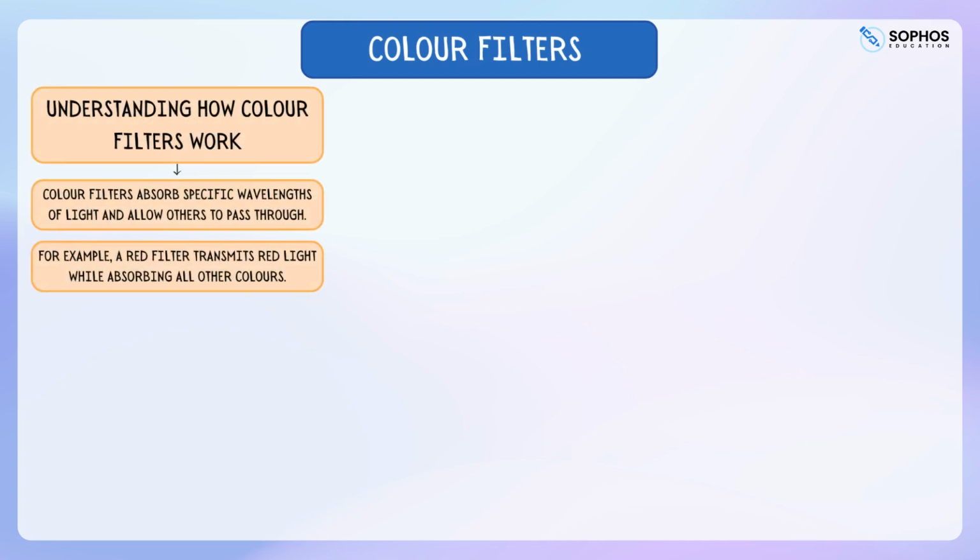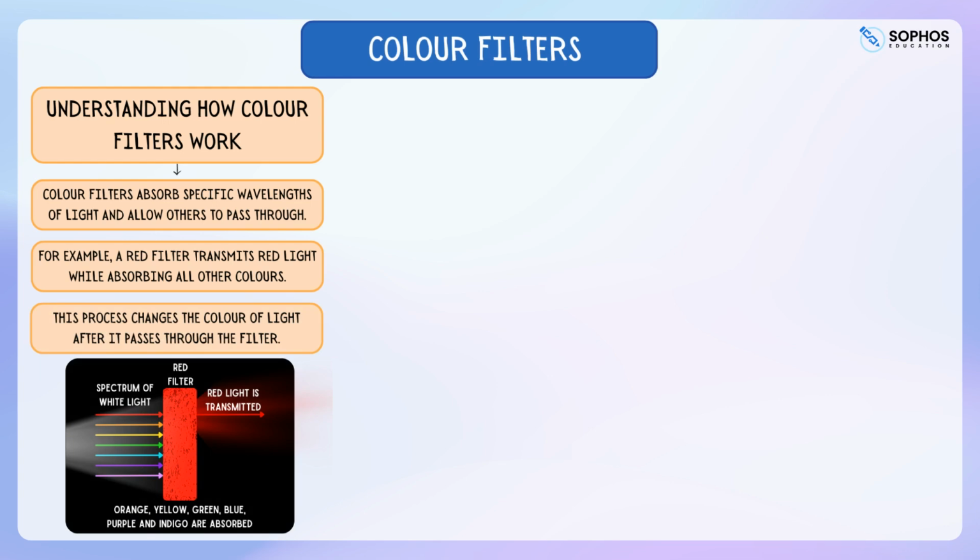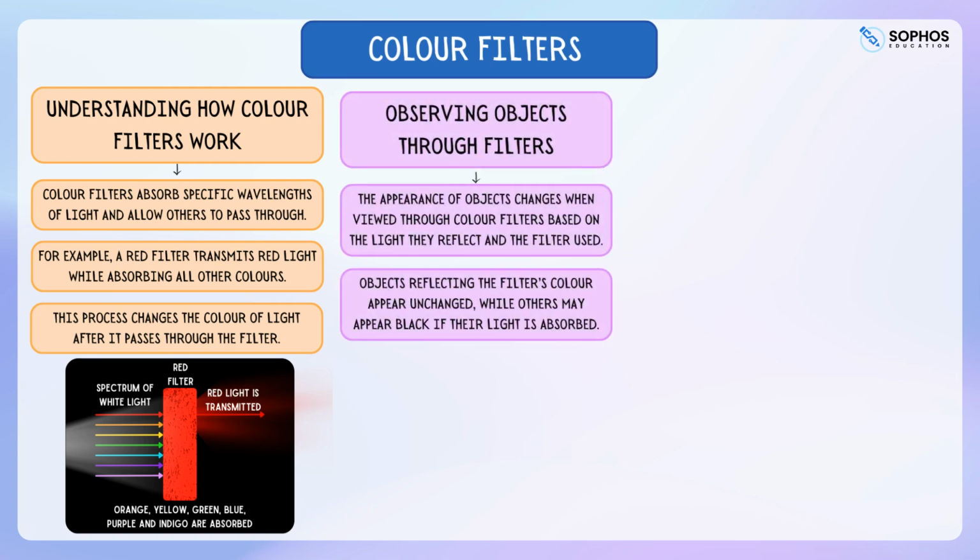In today's lesson, we delved into the use of colour filters within the visible light spectrum. We learned that colour filters function by absorbing certain wavelengths of light while allowing others to pass through. This process changes the colour of light after it passes through the filter. We demonstrated this by observing how white light changes colour when it passes through different filters.